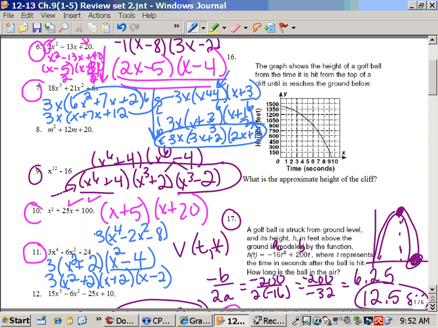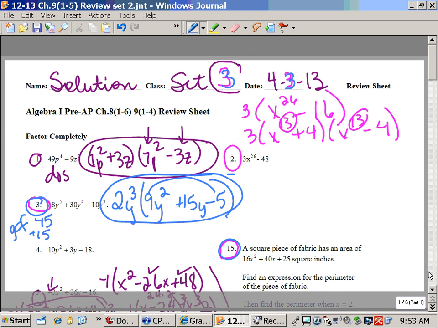What's the next problem I told y'all we were going to do? 15, that's at the top. Yep, 15's at the top. Definitely on the retake if you're retaking.